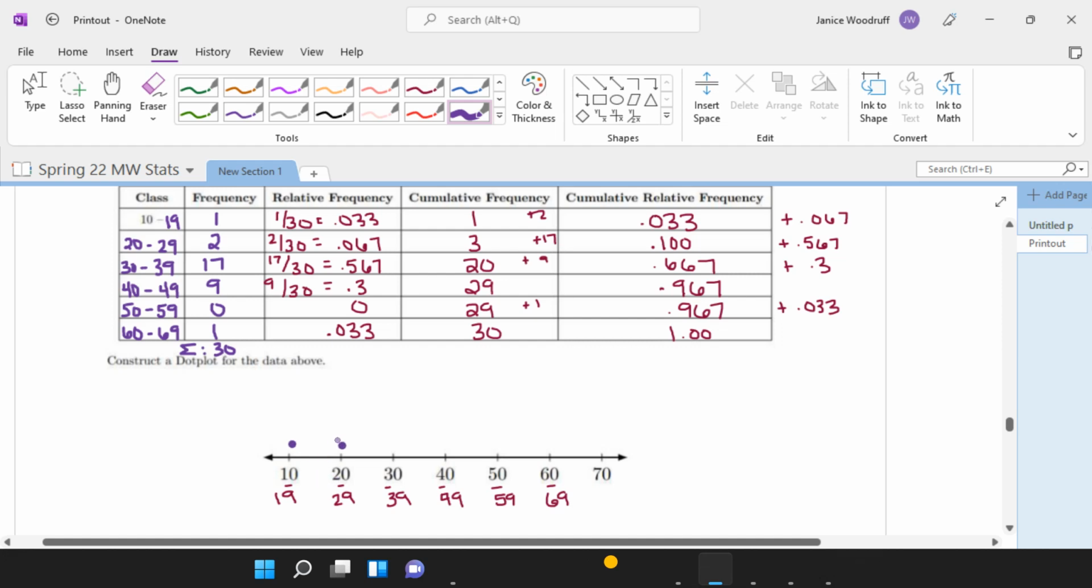And in 20 to 29, there's 2. And you kind of put them on top of each other like that. Then for the 17, I'm not going to be able to put them on top of each other, but maybe go like this. 1, 2, 3, 4, 5, 6, 7, 8, 9, 10, 11, 12, 13, 14, 15, 16, 17. Yeah, just however many dots. And then here there's 9. 1, 2, 3, 4, 5, 6, 7, 8, 9. And then 1 over here.